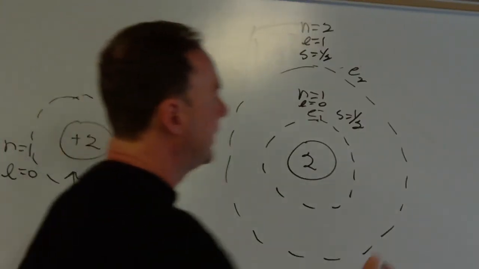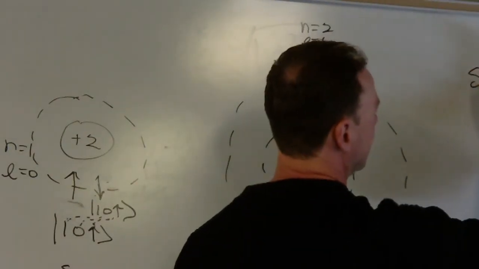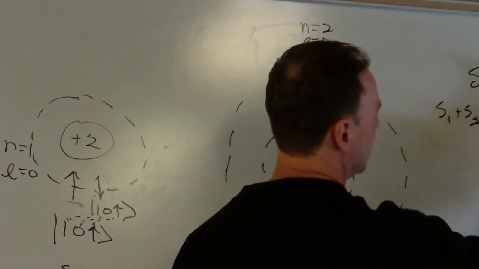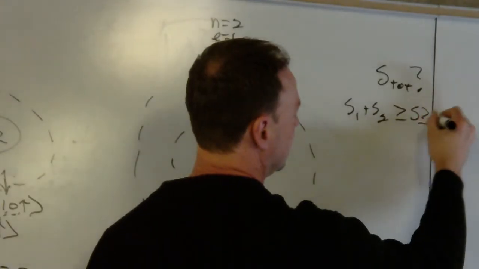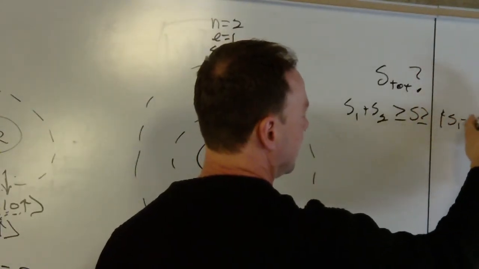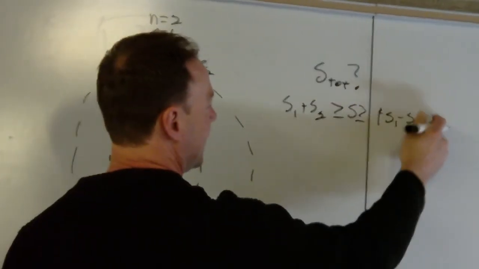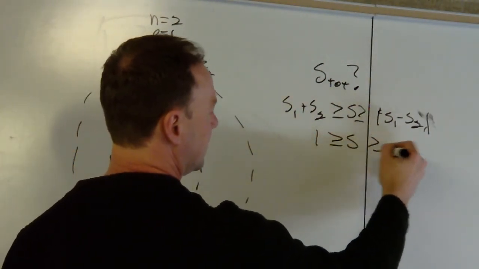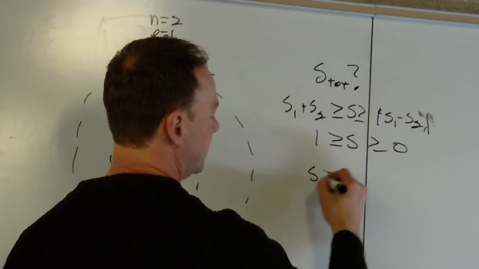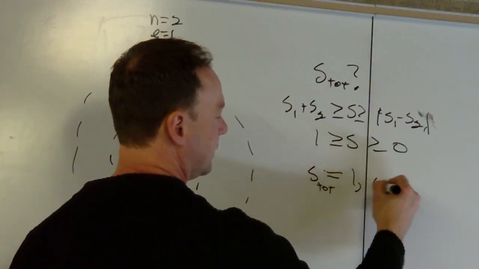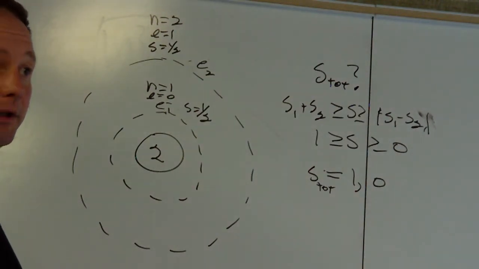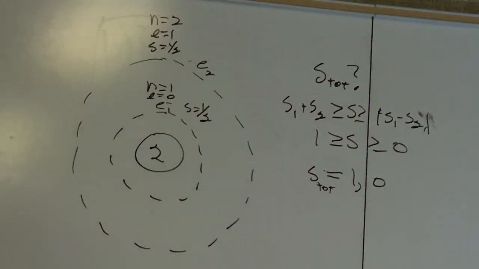What are the possible values of S again here? S total? Well, you can have S1 plus S2 is greater than or equal to S, greater than or equal to the magnitude of S1 minus S2. So what does that mean? That means I have 1 is greater than or equal to S, which is greater than or equal to 0. So S total can equal 1 or 0. Right? The total spin. And here, I don't have to worry about the up and down because they have different quantum numbers altogether.